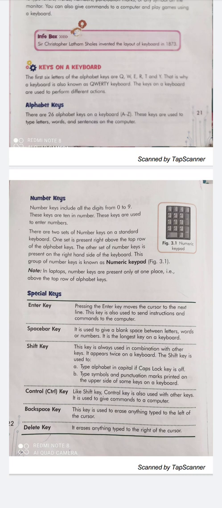So today we have learned about three types of keys: alphabet keys, number keys and special keys. And in the next video I will explain the toggle keys, navigation keys and other keys.